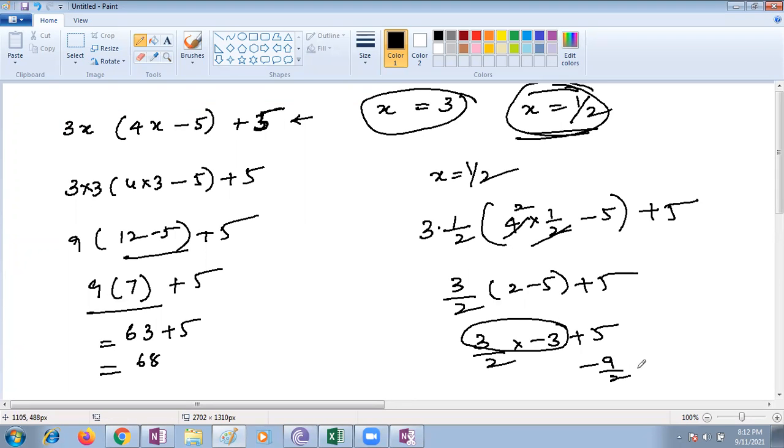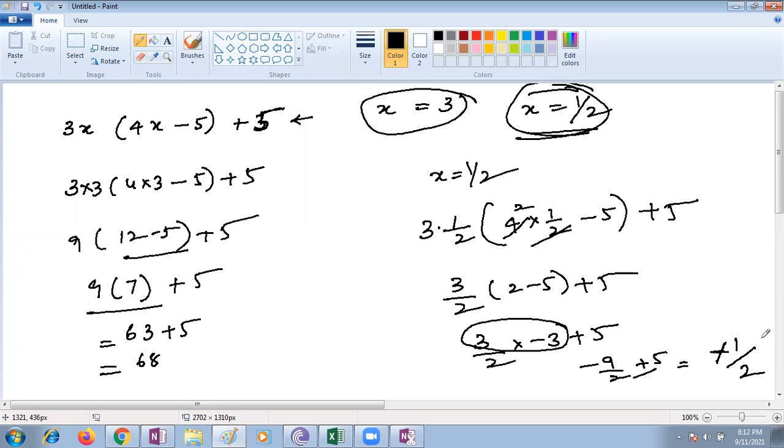Minus 9 by 2 plus 5. You can cross multiply. It becomes positive 10. Ma'am, it's minus 1 by 2. No, plus 1 by 2. Yes, ma'am, it is plus 1 by 2. Yes, children.